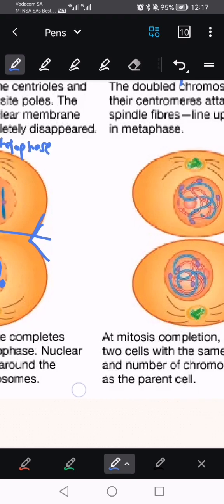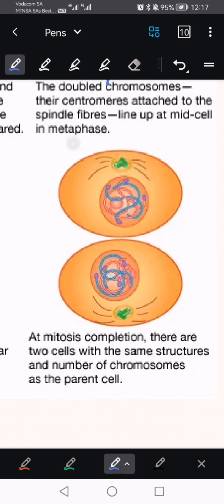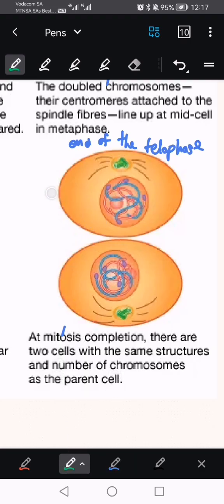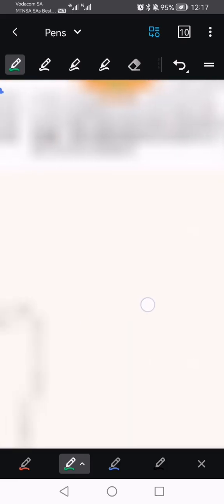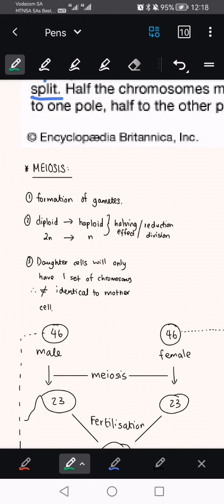At the completion of mitosis, at the end of the telophase, there are two cells with the same structure, the same number of chromosomes as the parent cell, and that is what we said in the beginning. The significance of mitosis is to make sure that the mother cell is identical to the two daughter cells. So we started off with the mother cell with 46, and we're going to end up with 46. If we start with 48, because of mitosis, we must end up with 48. And that is the repairing and the growth that is taking place. So that was just your revision of mitosis.